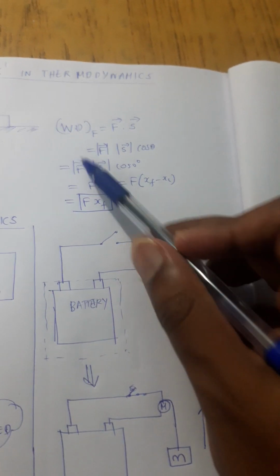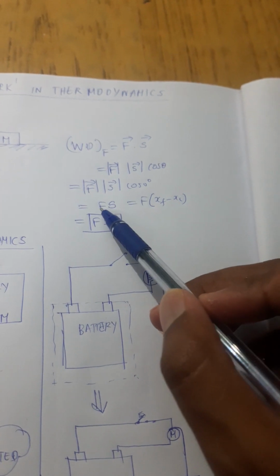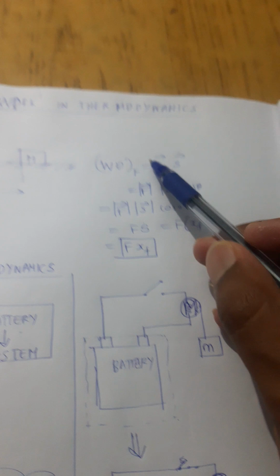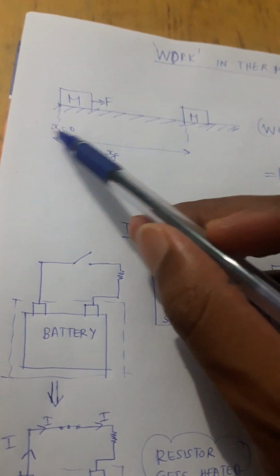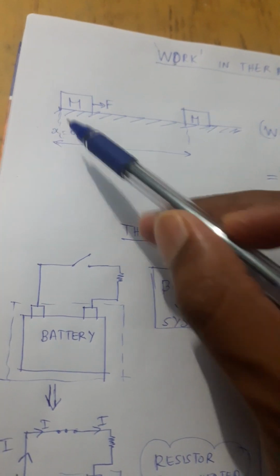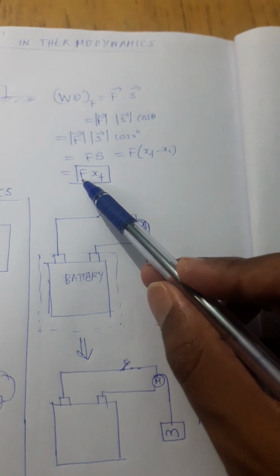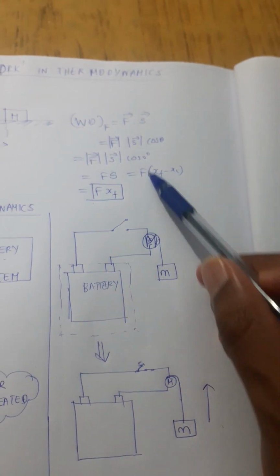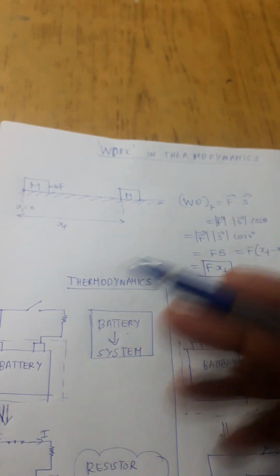The work done is going to be the magnitude of force F and the magnitude of the displacement. The magnitude of force is just F, and the magnitude of displacement is the final displacement minus the initial displacement. Since the initial displacement is 0 with respect to the origin, the work done by the external force on this block is going to be F times x final. This is the concept of work in classical or Newtonian mechanics.